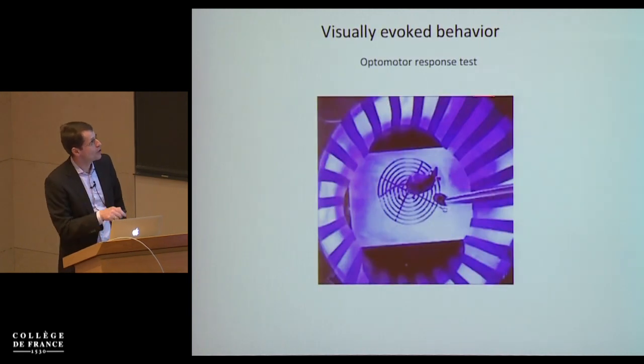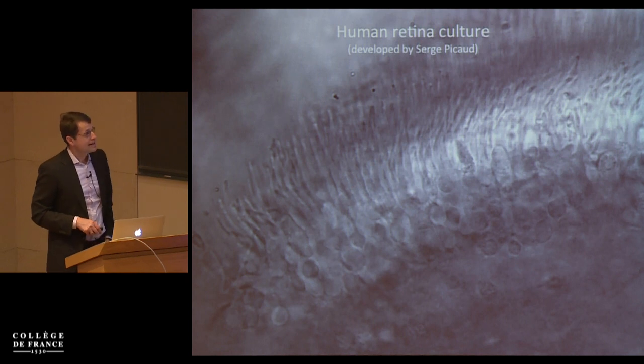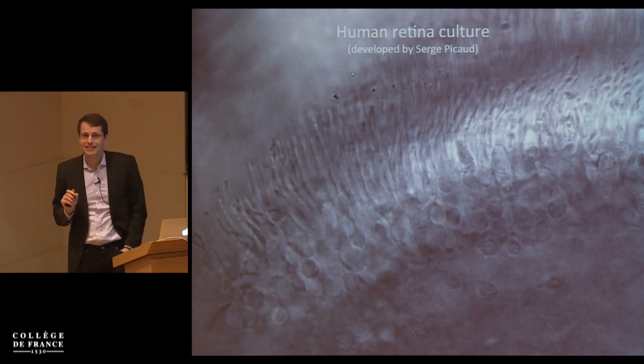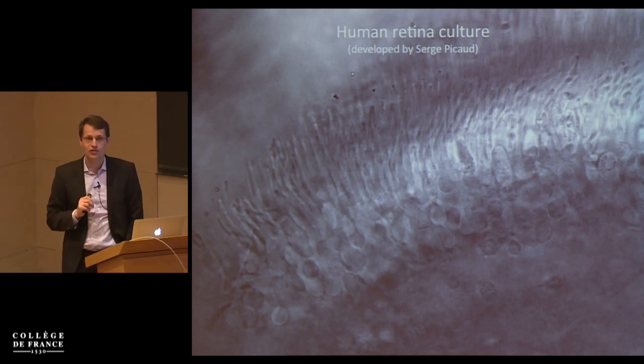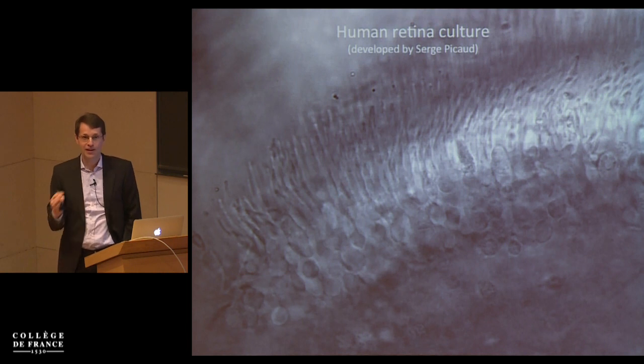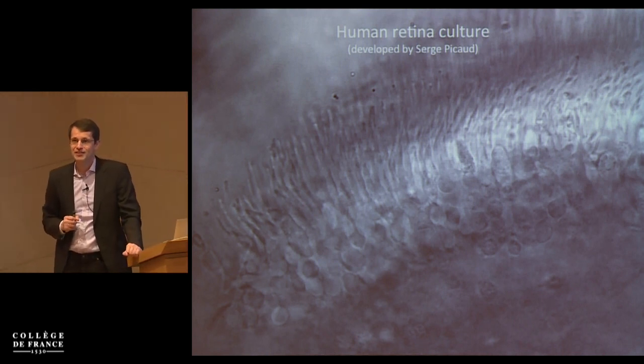Okay, and finally, one can look at behavior in mice to test the vision that is restored. And as I told you, with mice we become almost perfectly able to restore vision, except this is completely irrelevant for the final goal, which is restoring vision in humans.